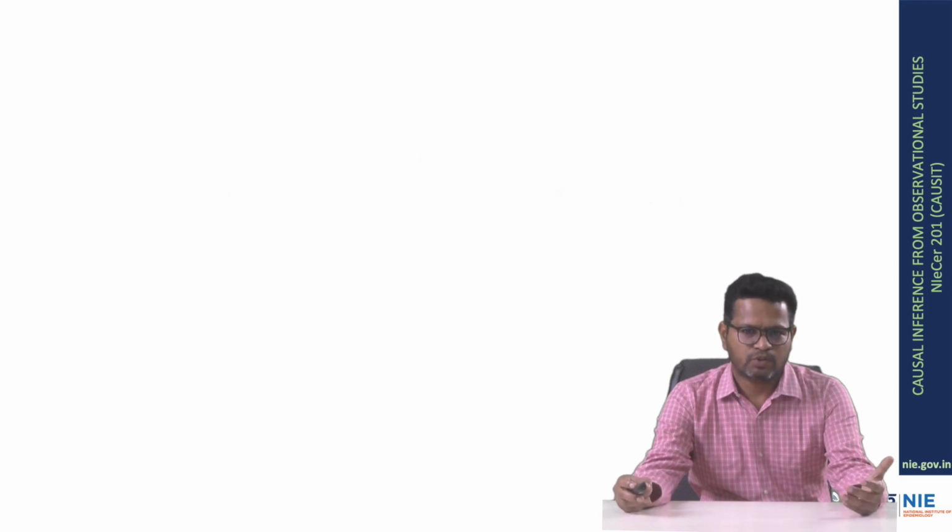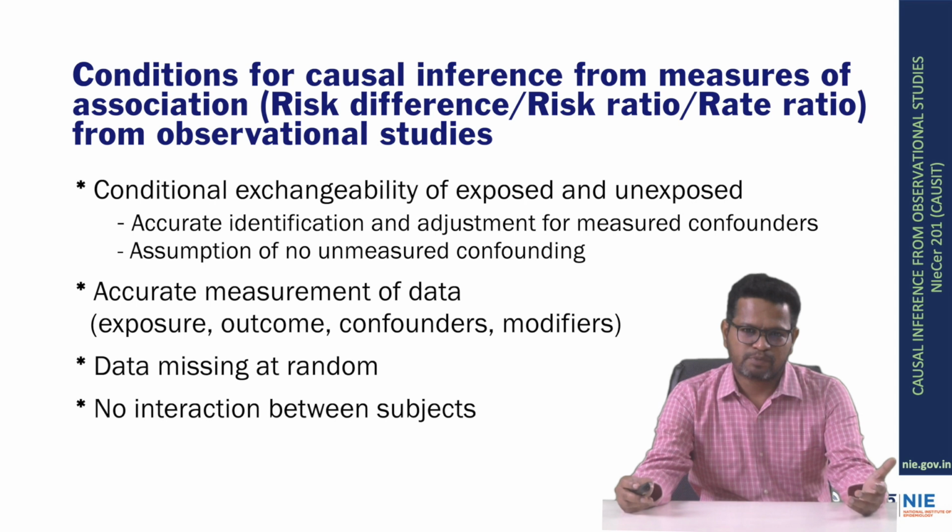In ideal randomized experiments, association is causation. Association measures can be interpreted as effect measures because randomization ensures that the exposed and unexposed are exchangeable. On the other hand, in observational studies, association is not generally causation. Association measures cannot be interpreted as effect measures because the exposed and the unexposed are not generally exchangeable.